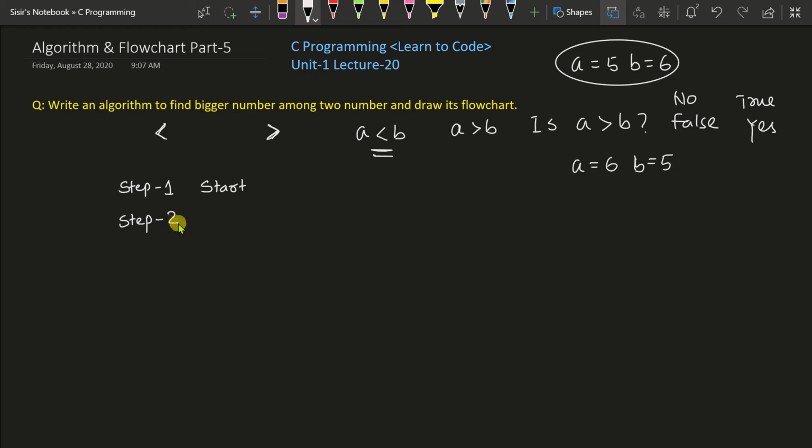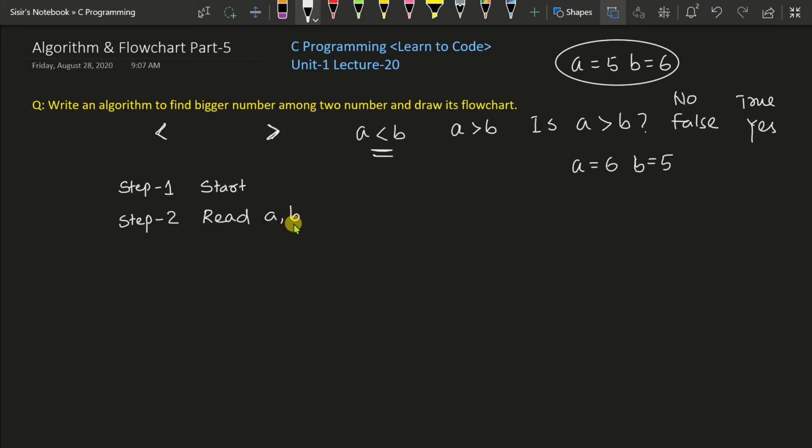Step number 2 will be: we need to find the bigger number among two numbers. That's why I need to ask for two numbers from the user. So the CPU needs to read two numbers, read a, b from the user. Here a represents one number and b represents another number.